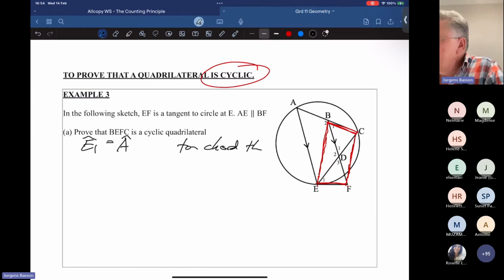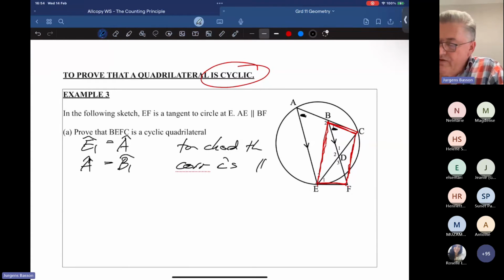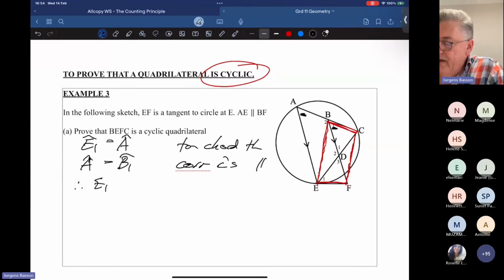But what else do we know about angle A? Angle A is the same as B1. So this angle will be the same as that one because the lines are parallel, and that is corresponding angles. And we must always mention the parallel lines. So what do we get from this? We got E1 is A, but A is B. So we have that E1 is equal to B1.